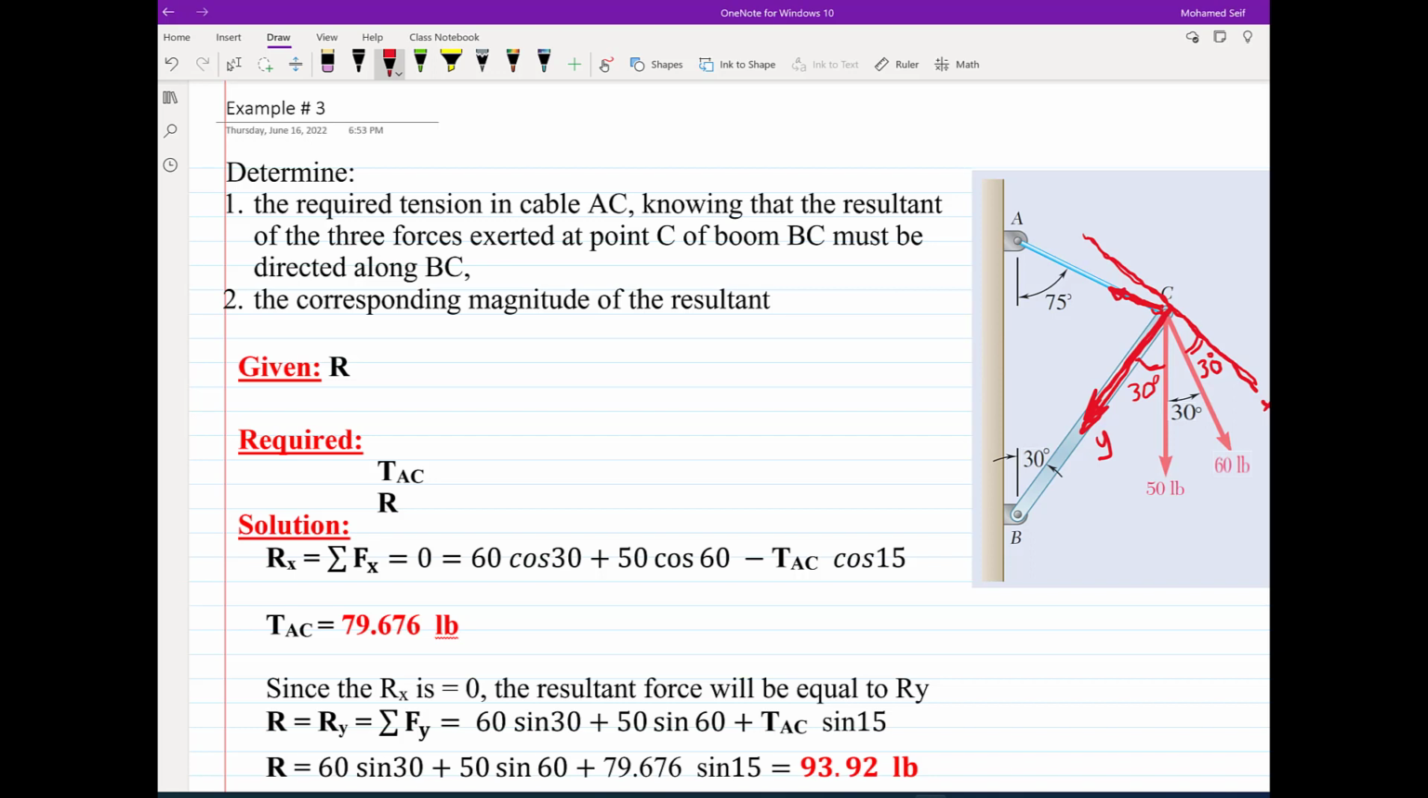And if this is 75 and this is 30, again this angle will be 75. And if this is 75 and this is 90 degrees, so this angle will be how much? 15.